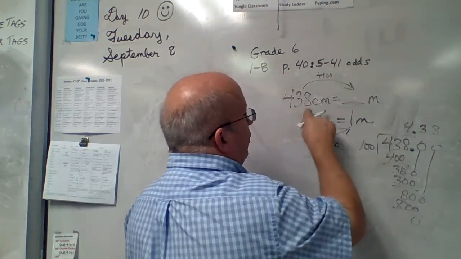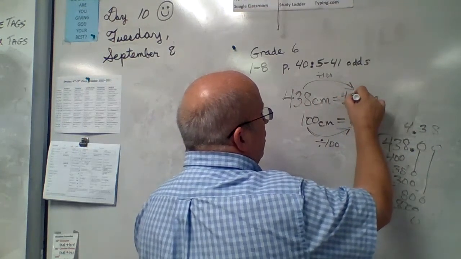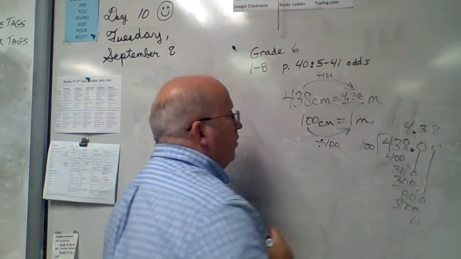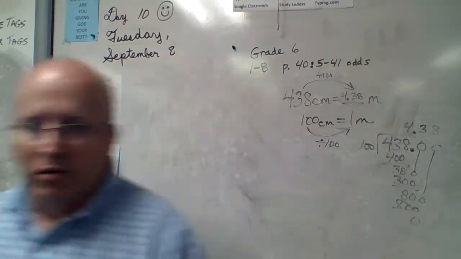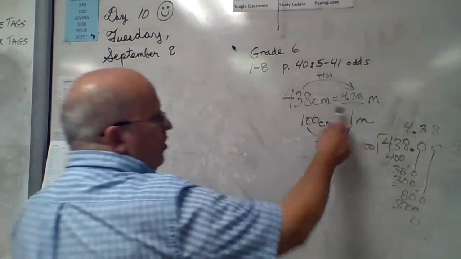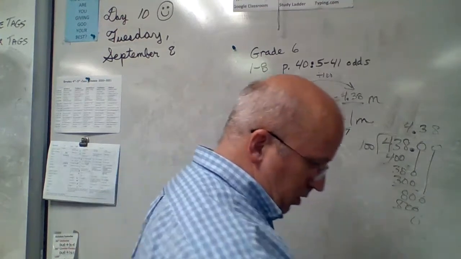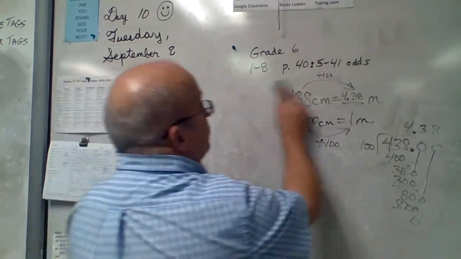So 438 centimeters is really also the same thing as 4.38 meters. Again, I'm using the known relationship to solve for the unknown relationship. I know this is true because the book says so, and I use it to solve this. Okay, let's try another one.